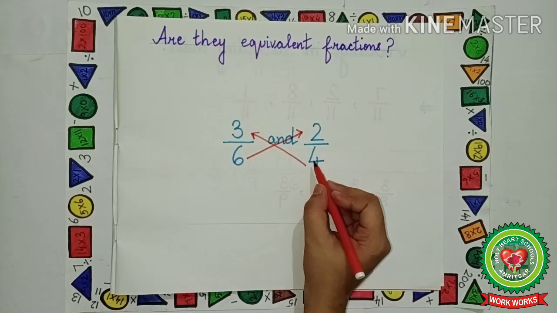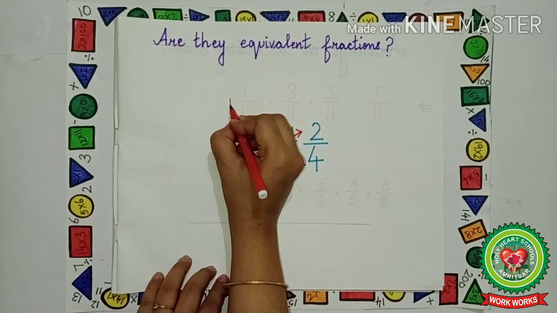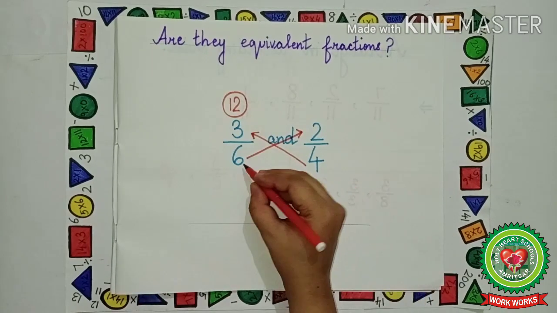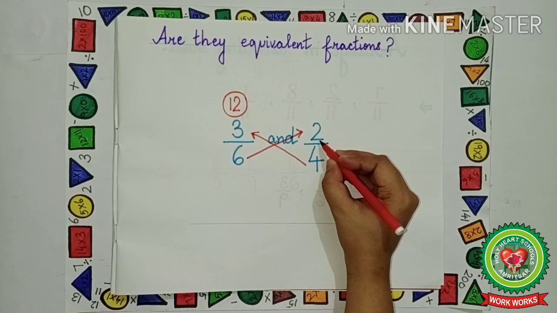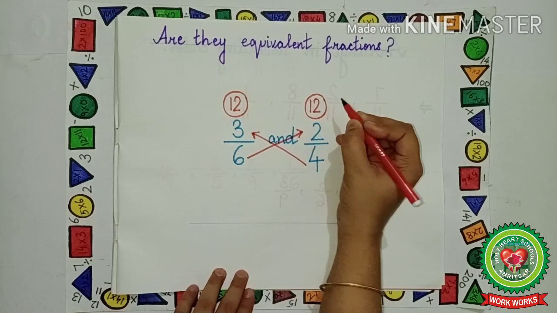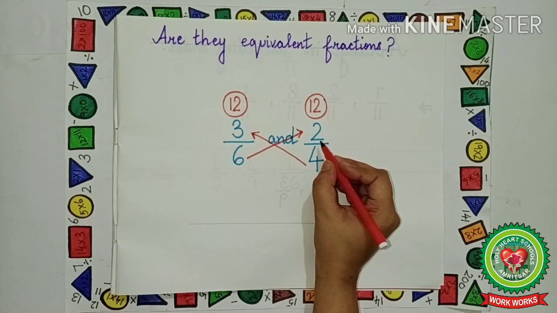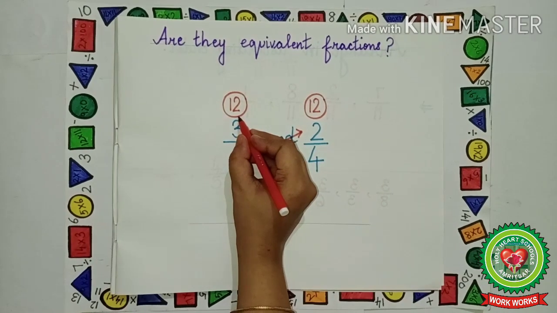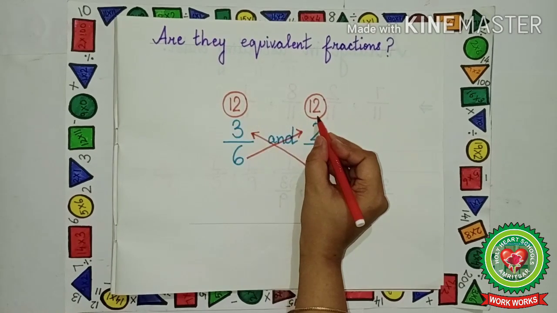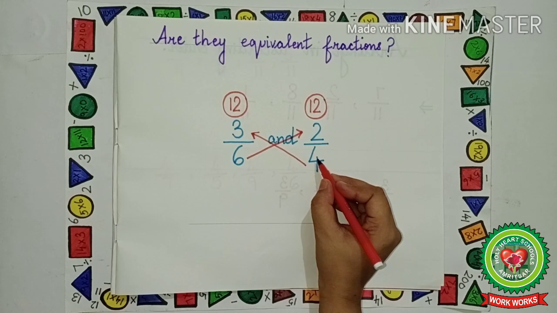So let us do first of all, 4 3s are 12. So we will write over here 12. Now 6 2s are again 12. So we will write over here 12. Now we have to see whether the product of both the sides are equal or not. As we can see, 4 3s is also 12 and 6 2s is also 12. We have got 12 on both sides of the fraction. That means both the fractions are equivalent fractions.